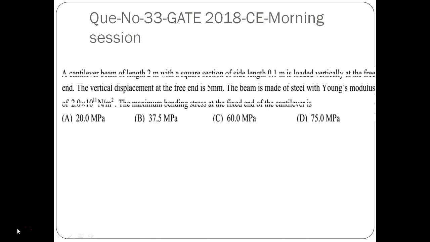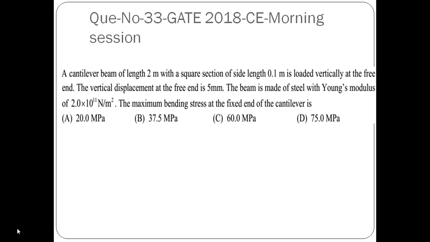Question number 33 of GATE 2018 Civil Engineering morning session is discussed. The question is: a cantilever beam of length 2 meter with a square section of side length 0.1 meter is loaded vertically at the free end. The vertical displacement at the free end is 5 mm.